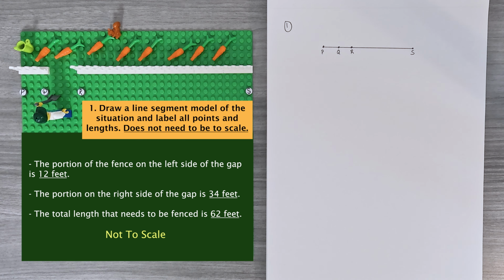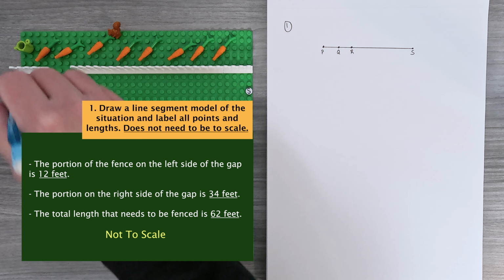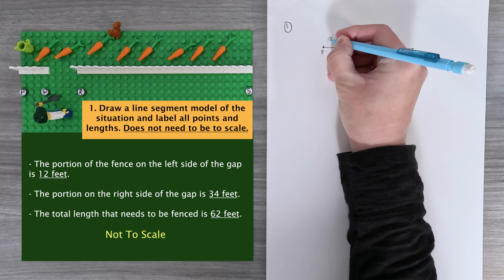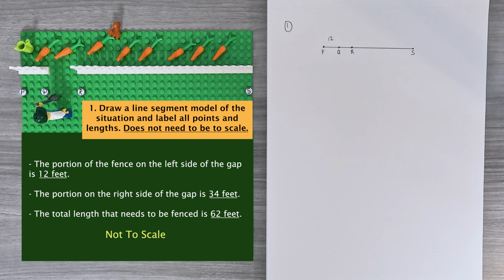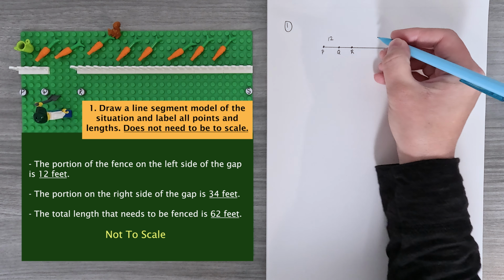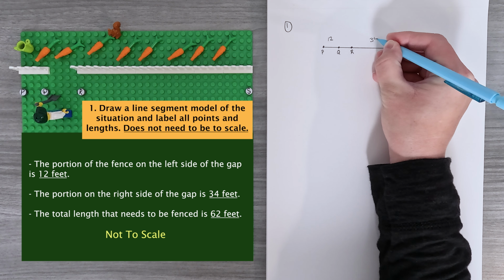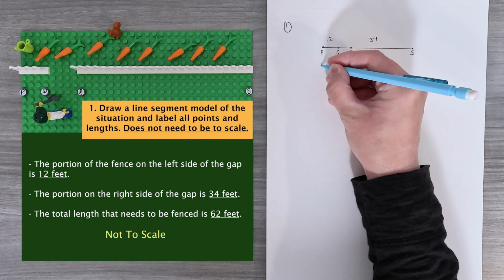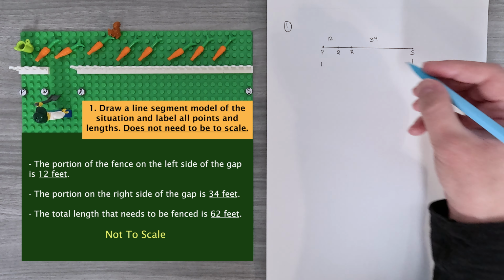Next, let's put in the lengths. The left side is 12 feet. We don't know the length of the gap. And then the right side is 34 feet. And then the whole thing here is 62 feet.